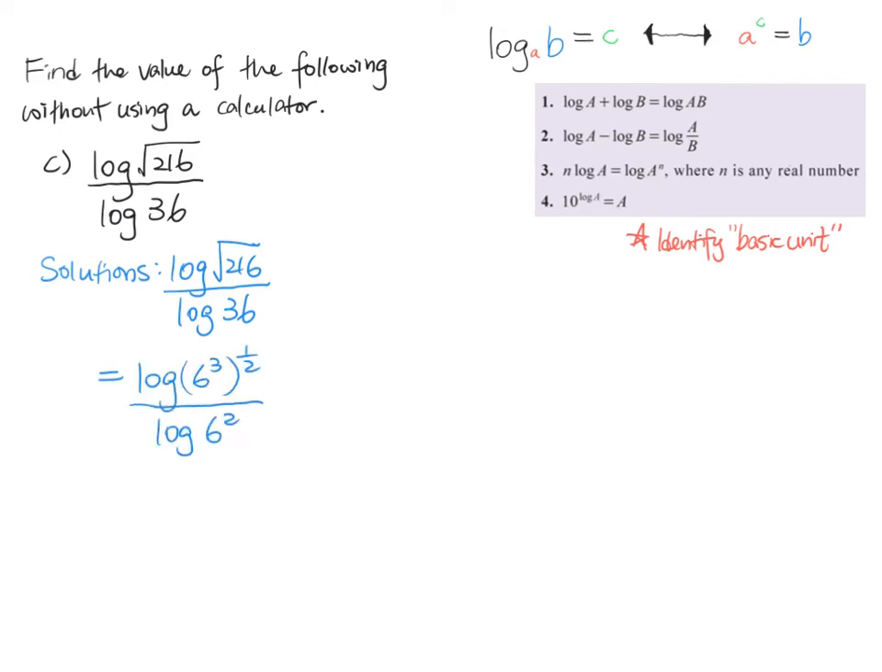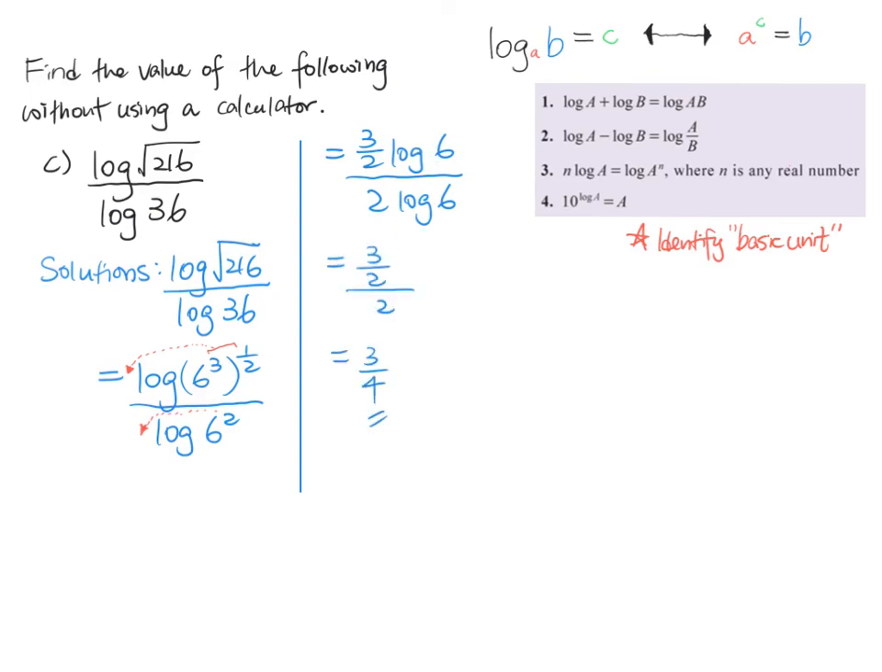So now we have some power of 6. And this would be 6 to the power of 3 over 2. And if we use this law, we could move the power to the front. Same thing for the 2, which gives us this. Now they can be cancelled, and you will end up with 3 over 4. The point of this example is to identify the basic unit for cancelling.